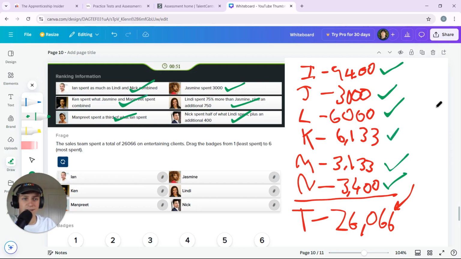Okay. So let me do this calculation one more time just to check I haven't missed anything. 9,400 plus 3,000 plus 6,000 plus 6,133 plus 3,133 plus 3,400. Yep, and I've got the same number again, 31,066. So in this case, what I've concluded is, whoever made this test, guess what? They've done another question wrong.